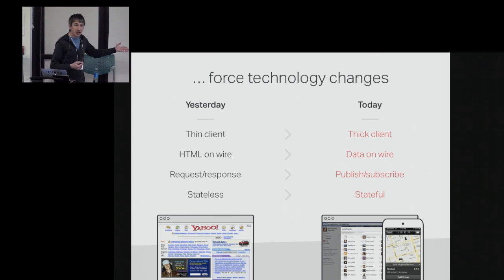We've gone from presentation on the wire, so an actual document, a specification for what the thing should look like, to data on the wire, where we have JSON APIs, right, and structured data that a program can work with. We've gone, and this is a big one, this is going to really upend our world.